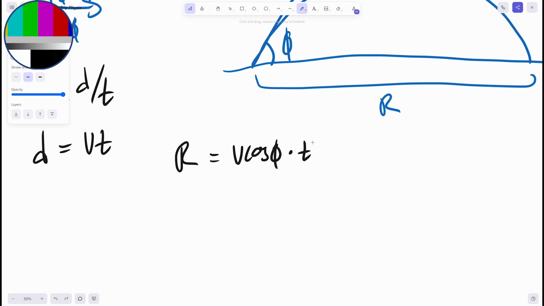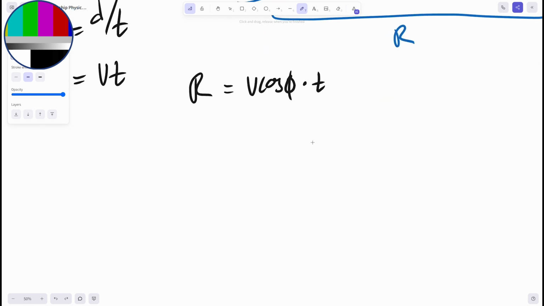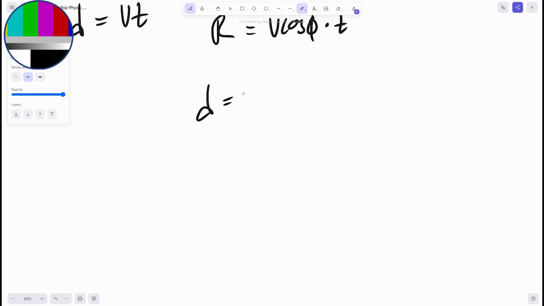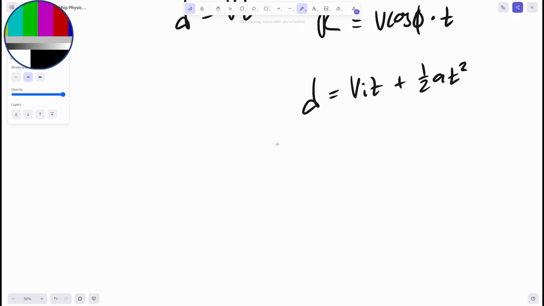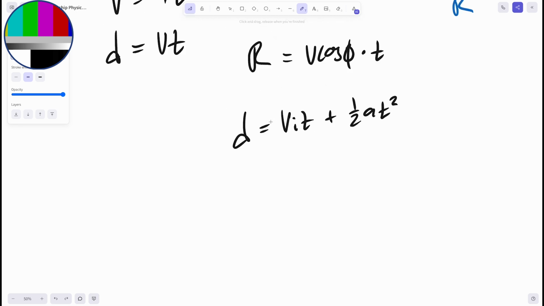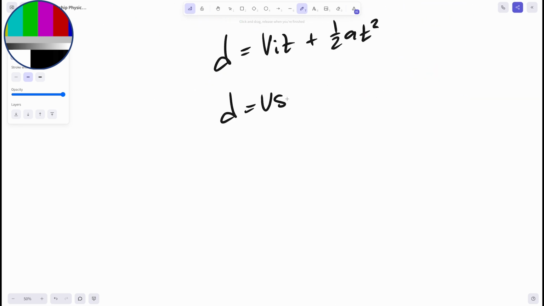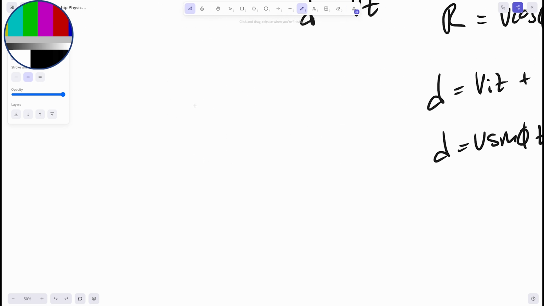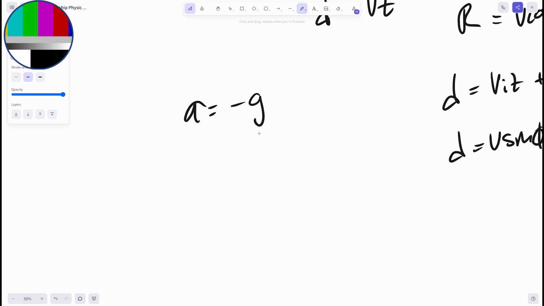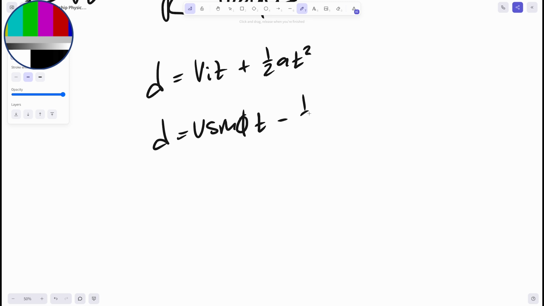Now in order to do that, we can use our kinematics. Total horizontal time is equal to the total vertical time, right? Because that's just how long the ball is in the air for. So we can use our distance is equal to vit plus half at squared. As this is velocity in the vertical direction, our vi is going to be our v sine phi. And also, our acceleration is going to be negative g. So we can minus half g t squared.